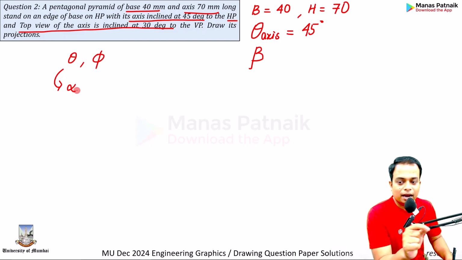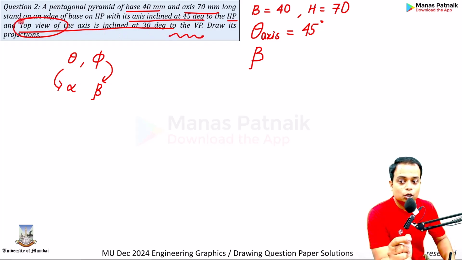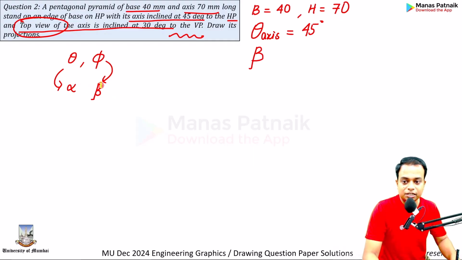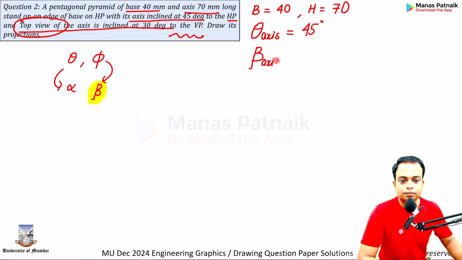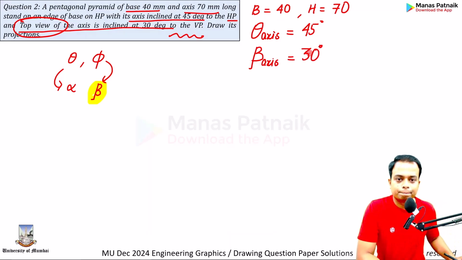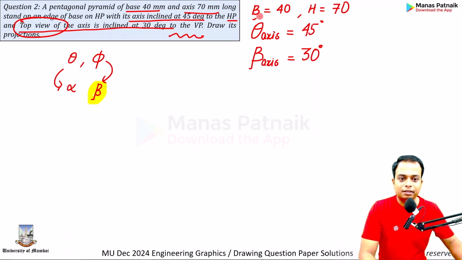Whatever angle the final front view makes with the horizontal plane, that is alpha, and whatever angle the final top view makes with the vertical plane, that is beta. And here the angle made is with the VP. Who is making that angle? Top view. So we are essentially concerned with beta, and beta has been given to us as 30 degrees. So all the things will fall in place. Don't worry. In the next 5 minutes, we are going to crack this very easily. Here we go. Let me implement these two data first.